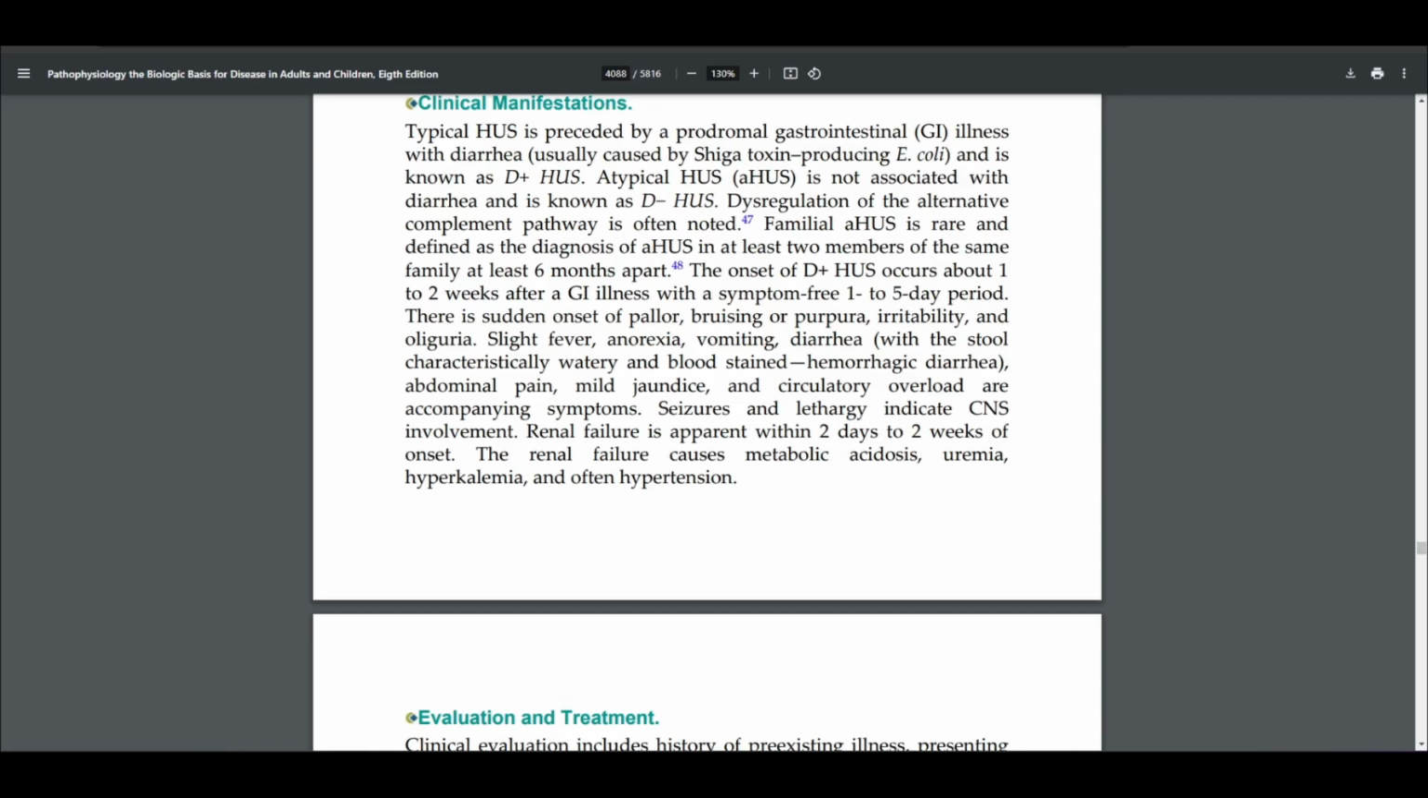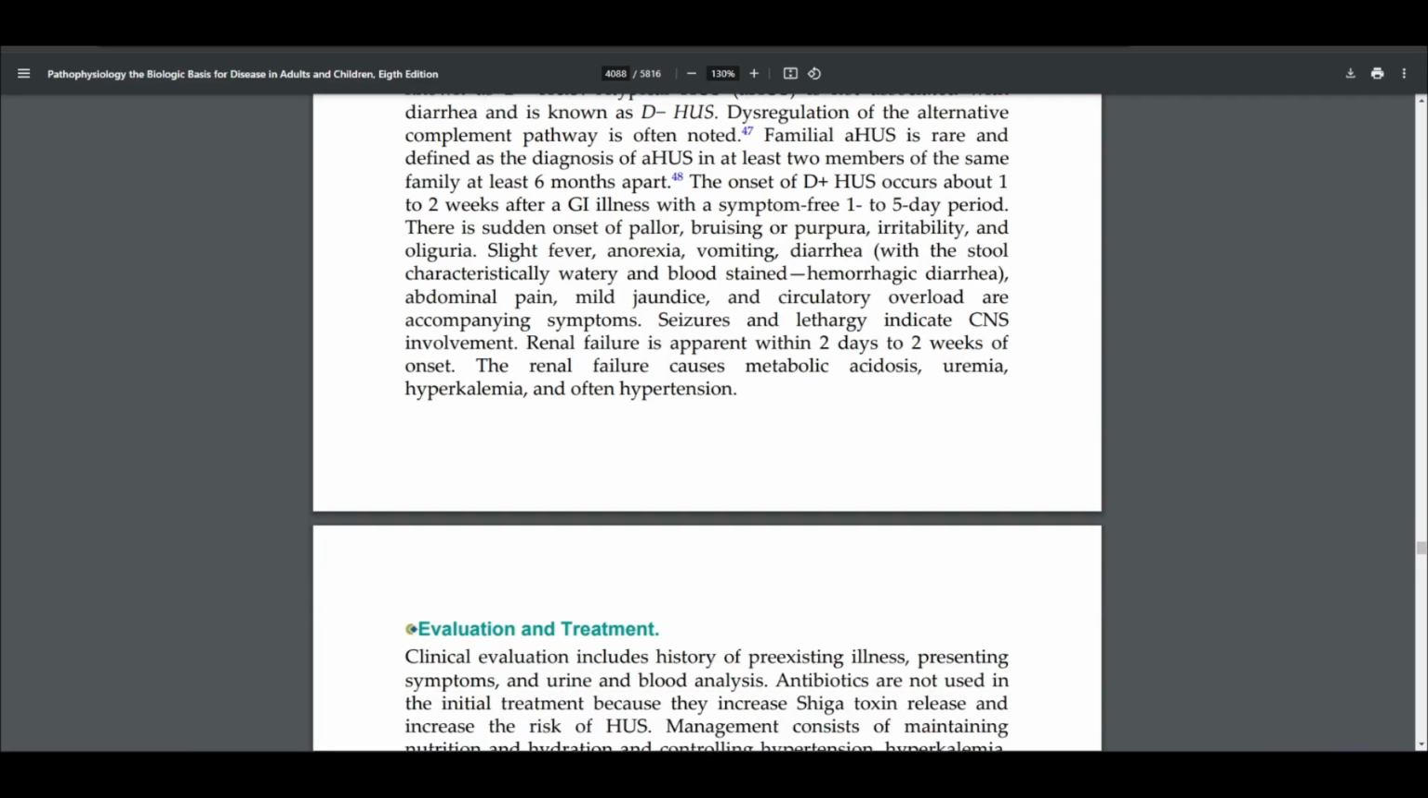Seizures or lethargy indicate CNS involvement. Renal failure is apparent within 2 days to 2 weeks of onset. The renal failure causes metabolic acidosis, uremia, hyperkalemia, and hypertension.